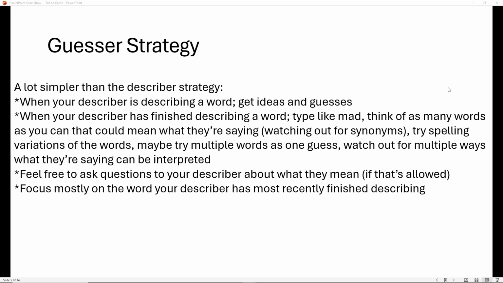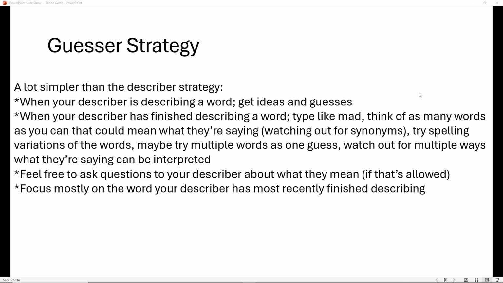Now, let's start off with the guesser strategy. This is going to be a lot simpler than the describer strategy. When your describer is describing a word, you want to come up with ideas and guesses as to what they mean. So when your describer has finished describing a word, type like mad, think of as many words as could mean what they're saying, watching out for synonyms, I'll get to that in a moment.